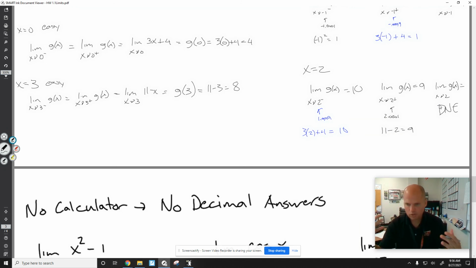Make sure you go through this process yourself and understand why we are doing what we're doing. Obviously, you can just plug in values, but you just got to know what values you're plugging into and why we're plugging into them.